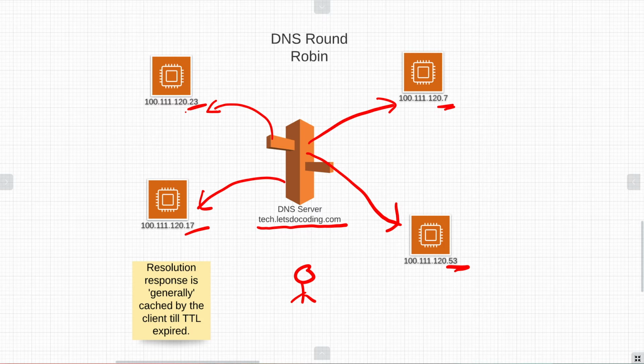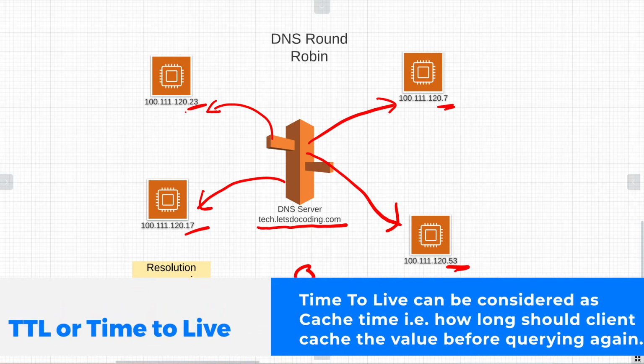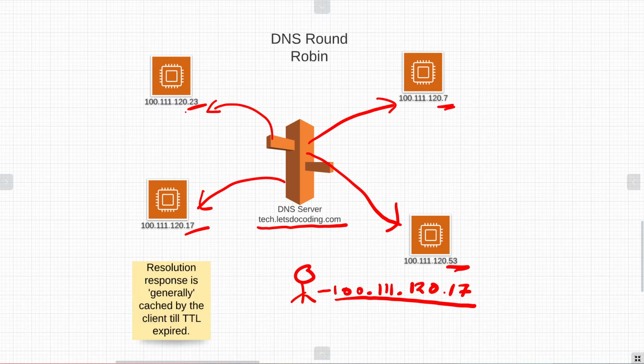Now one thing to note over here is that let's say a user requests an IP address from the DNS server and it receives the address of 100.111.120.17. Now the user will not request this IP address again till the time TTL is expired. TTL is time to live, or you can also consider this as a sort of a cache timing, and till the time that cache is not expired, the user will use the cached IP address.